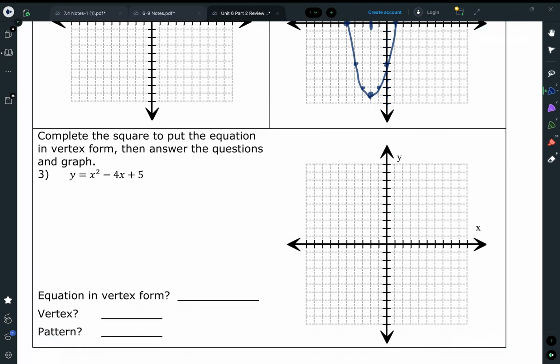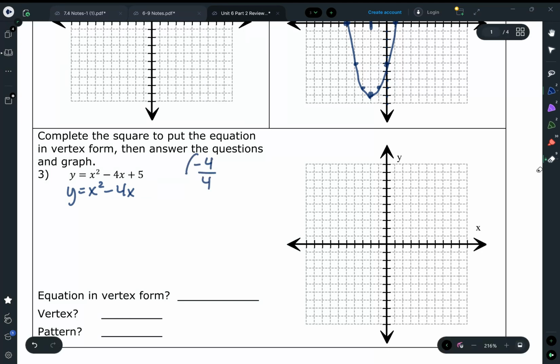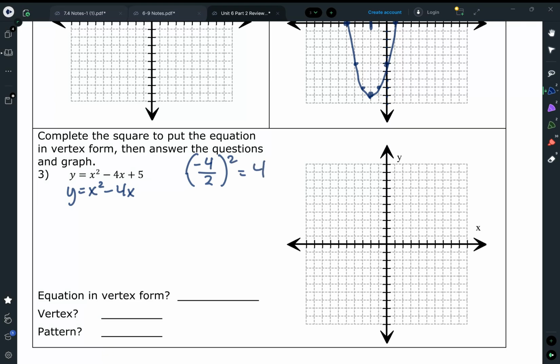I really like this first page. We're telling you what method to use to make it easier. You don't have to decide. So x squared minus 4x. To complete the square, negative 4 divided by 2. I said divided by 2, but I wrote a different number. So negative 4 divided by 2 and then squared. Negative 4 divided by 2 is negative 2. Negative 2 squared equals 4. So I have to add 4 and then also subtract 4 and then add 5.